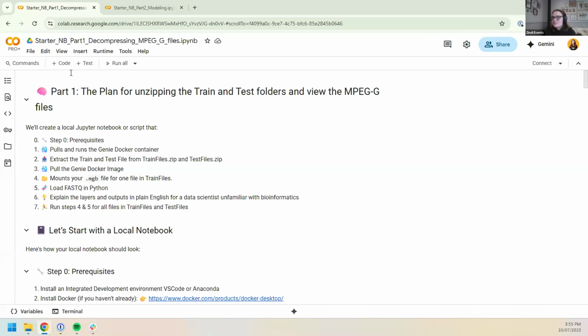Let me just make sure that I'm on the right tab. Okay, I'm going to be looking a bit off to the side. I'm not ignoring you, I'm just reading through the notebook. So the first part of the notebook is to decompress the MPEG files. Jan showed us that there are two simple bash scripts, which they are, to compress and decompress. Jan kindly compressed these massive FASTQ files into MPEG-G format, and so we're going to be extracting them.